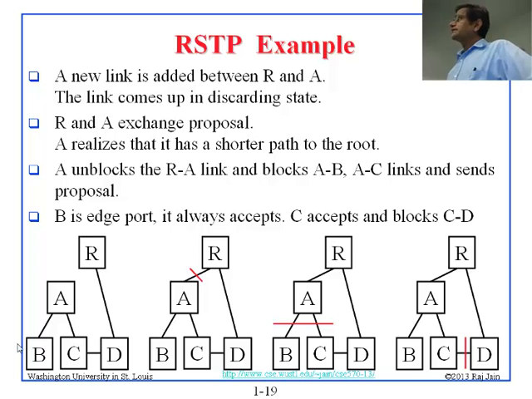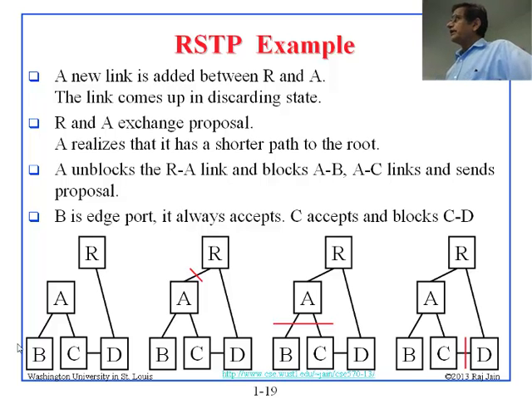In the new case, A will say, oh, I am the root, which they already knew, because A knew who the root is and that it was 3 hops away. But now it knows it is only 1 hop away from the root. So it says, oh, let's bring this link up rather than the other links that I have, and I will block the other links. So it takes that link as accepted and blocks these 2 links. It basically sends the proposal to B and C and says that I am going to block these 2 links because I have a shorter path to the root.